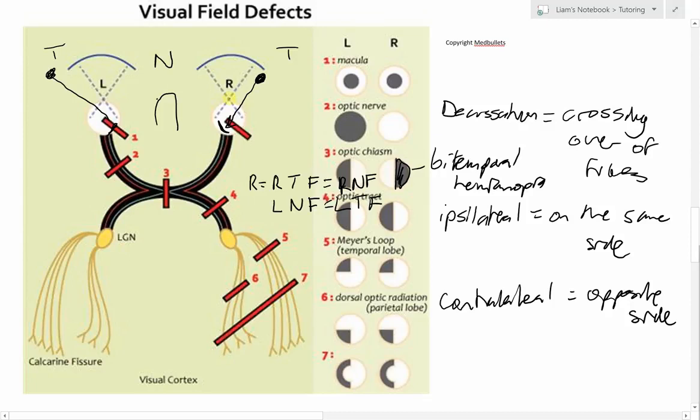So you can see that if we divide our eye in half, our left temporal is here, our right nasal is here. So we're essentially affecting the left field of view in each eyeball. So we get a picture that looks a little bit like this. This has got a pretty cool name. This is called a homonymous hemianopia.